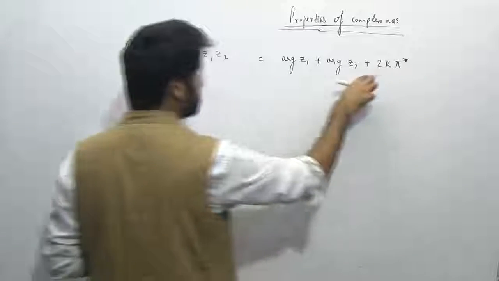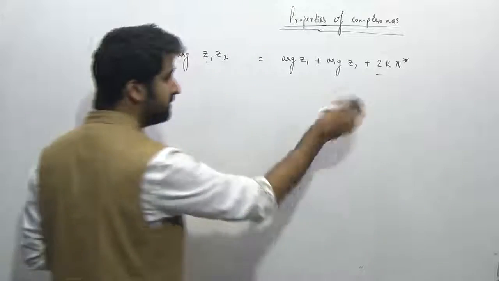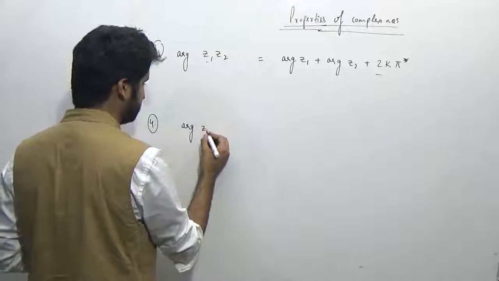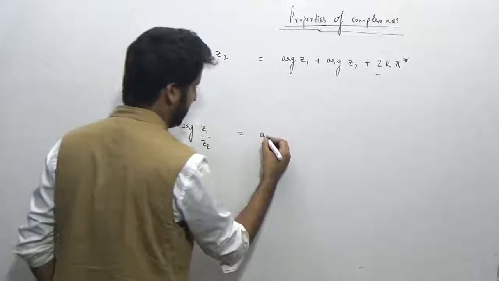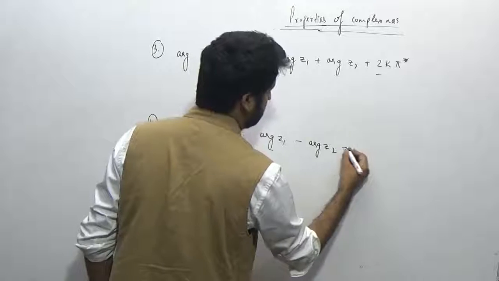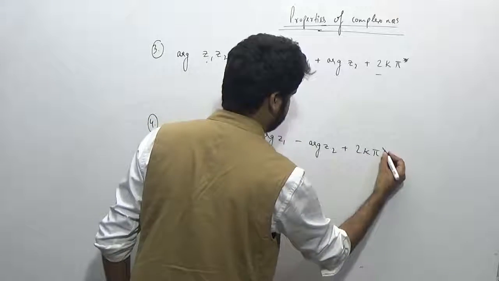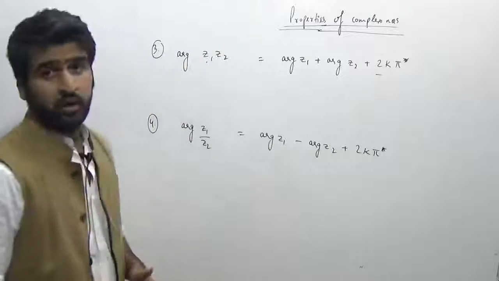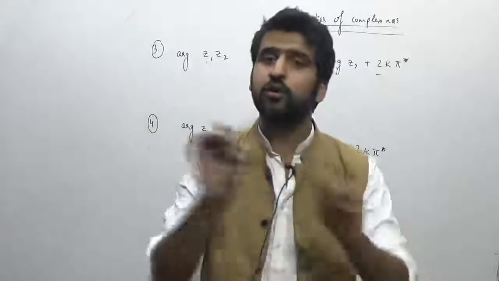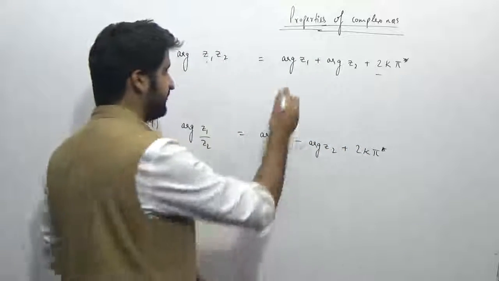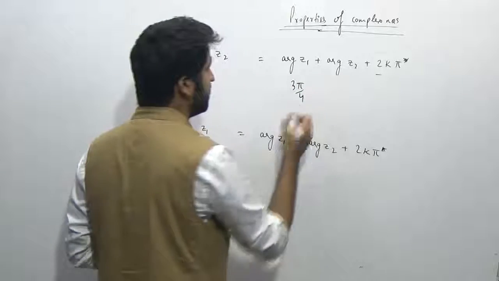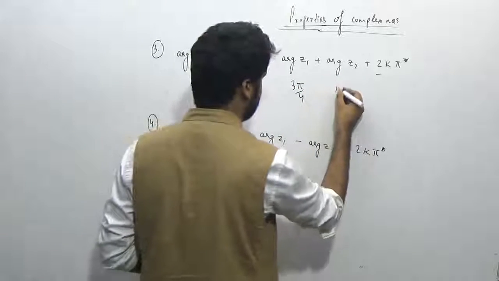We'll study the application of this 2k pi. What is the use of 2k pi? After some time, I'll tell you. Similarly, if I divide 2 complex numbers, the argument will be subtracted: argument z1 minus argument z2 plus 2k pi. Now as we know, the argument of a complex number will always lie from minus pi to plus pi. So let's say the argument of this complex number is 3 pi by 4, and the argument of this complex number will be pi by 2.